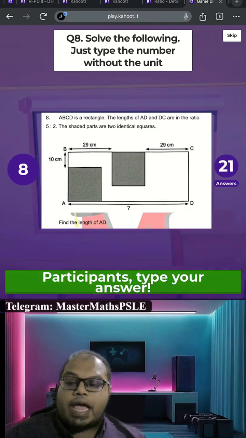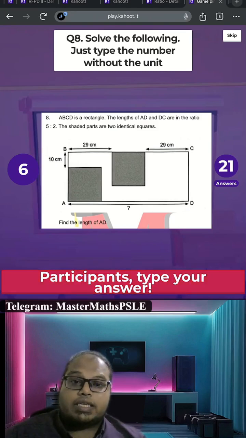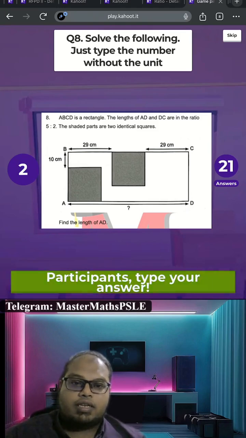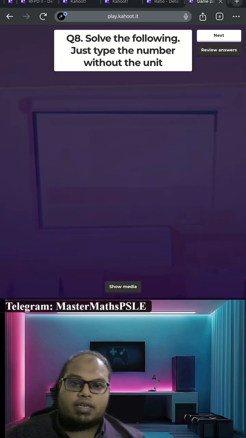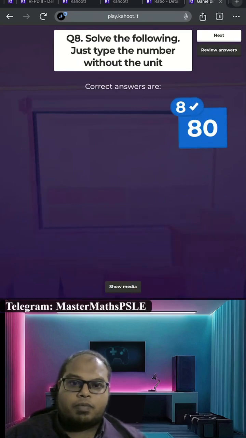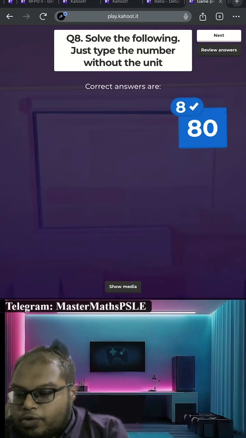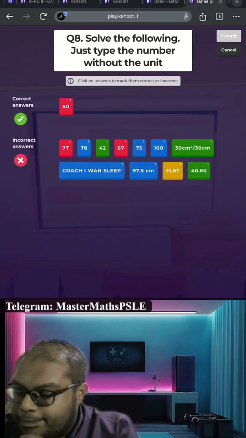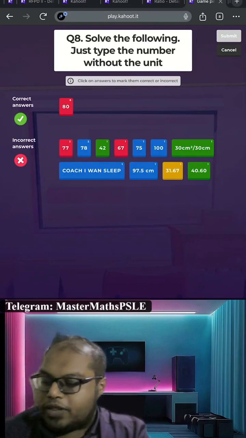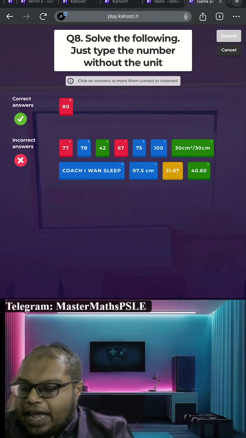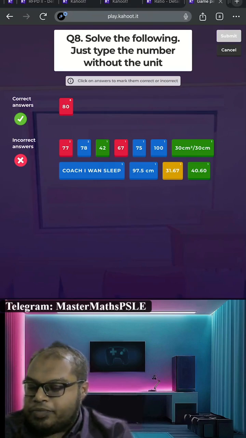Remember, type the answer without the unit. Okay, wait, let me review the answer. Did anyone accidentally put 80 cm? Someone says, Coach, I want to sleep. Luckily nobody put 80 with the cm. Okay, no worries.